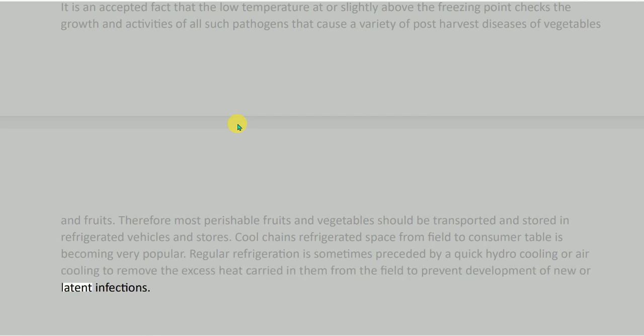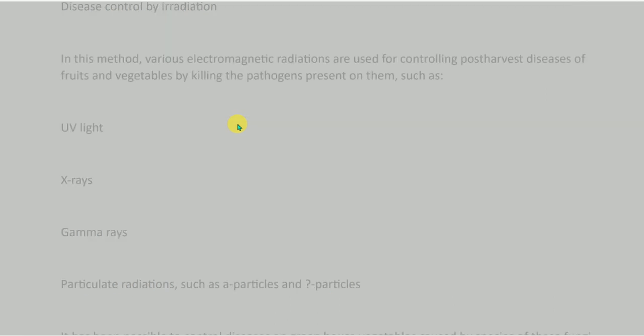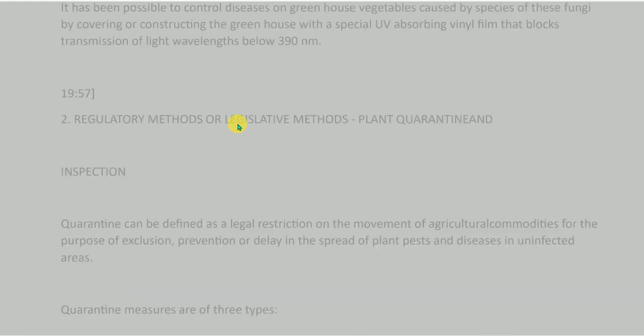Disease control by irradiation. In this method, various electromagnetic radiations are used for controlling post-harvest diseases of fruits and vegetables by killing the pathogens present on them, such as UV light, X-rays, gamma rays, and particulate radiations such as alpha particles and beta particles. It has been possible to control diseases on greenhouse vegetables caused by species of these fungi by covering or constructing the greenhouse with a special UV-absorbing vinyl film that blocks transmission of light wavelengths below 390 nm.